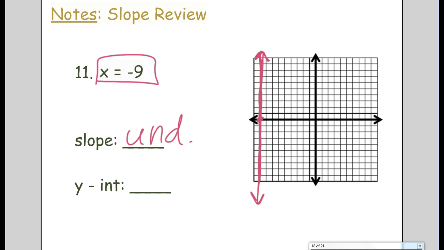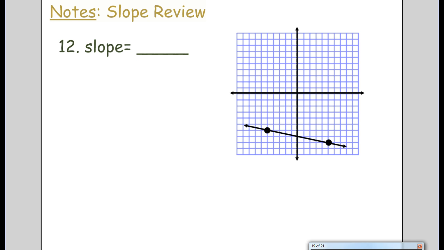And what's the y-intercept? It's undefined. There is no y-intercept. The y-intercept is not 0. It isn't even crossing it. It is never crossing it. So write none. The answer 0 would be wrong. The answer is none. There is no y-intercept.